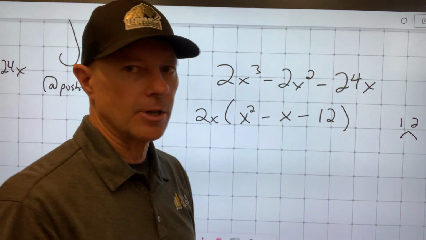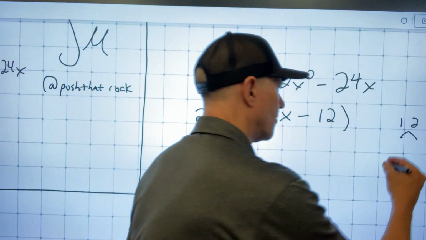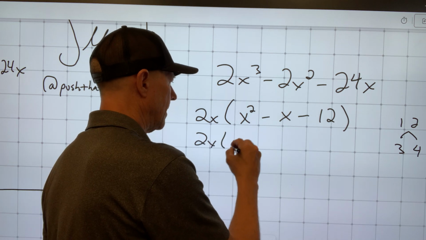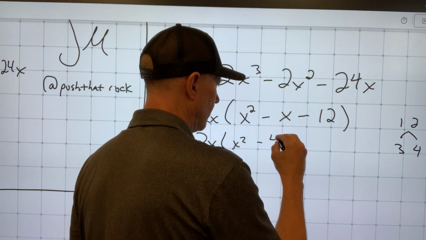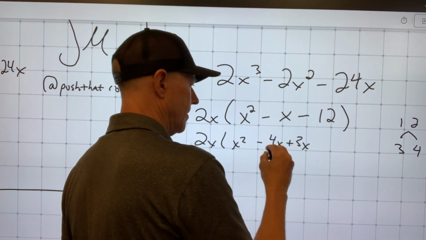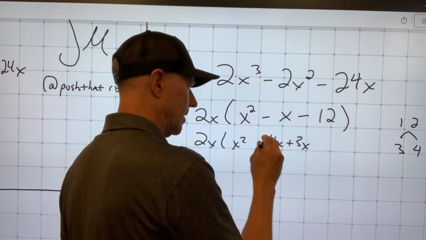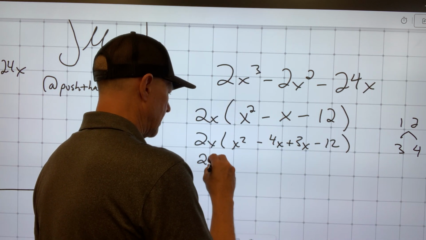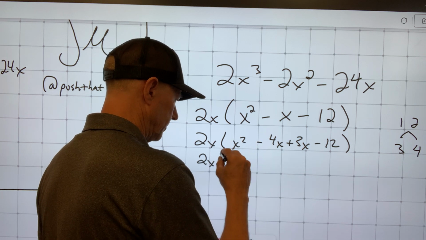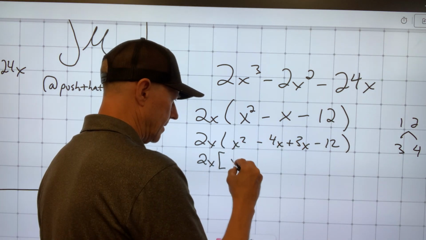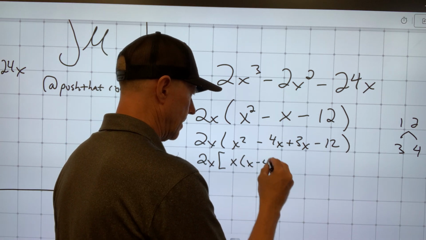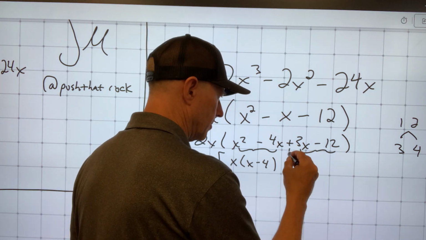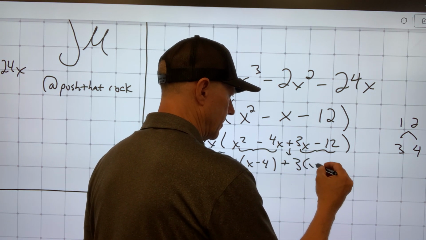Because C is negative, we're looking for factors of 12 whose difference is 1. Well, 3 times 4 gives me 12, and their difference is 1. So I can rewrite this as negative 4x plus 3x, and a negative and a positive will subtract, and you take the sign of the bigger one, so that gives me the negative x minus 12. Inside here, I can factor out an x from the first two, and from the last two I can take out a 3. You always bring this sign down. Take out a 3, that gives me x minus 4.